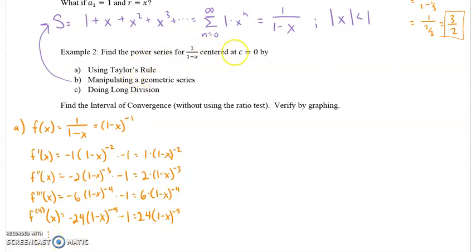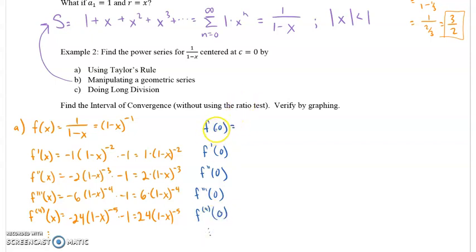Okay, the next step is realizing that we're centering this at c equals 0. So we're going to evaluate f of 0. We're going to evaluate f prime of 0. We're going to evaluate f double prime of 0. All of these evaluated at 0. And until we can find a pattern.